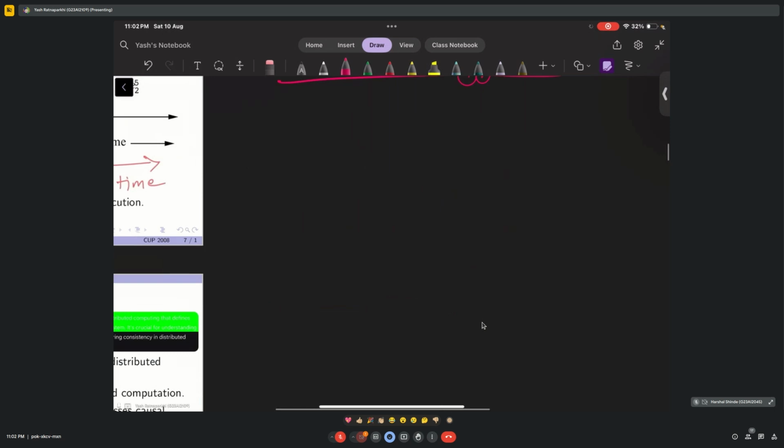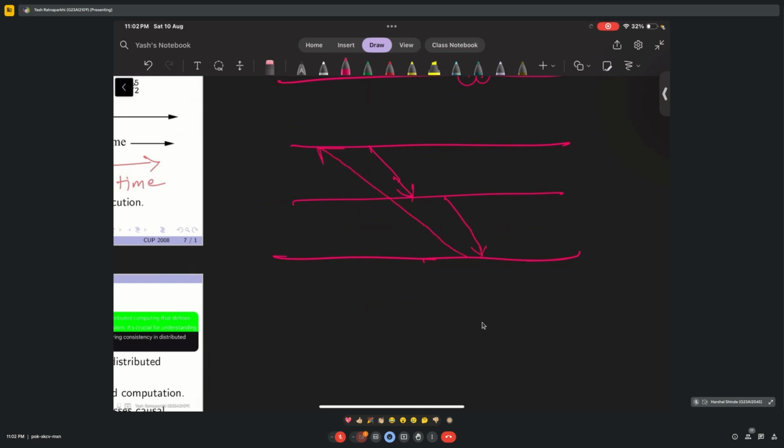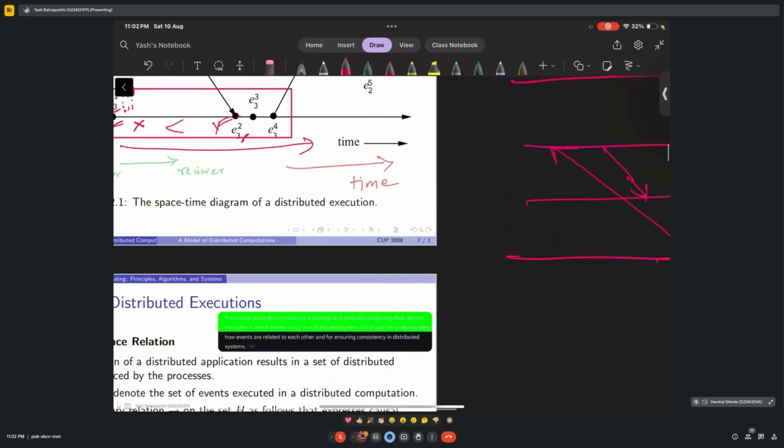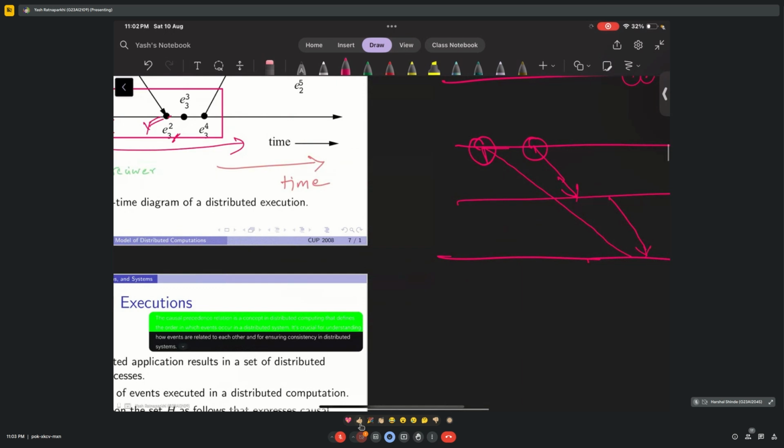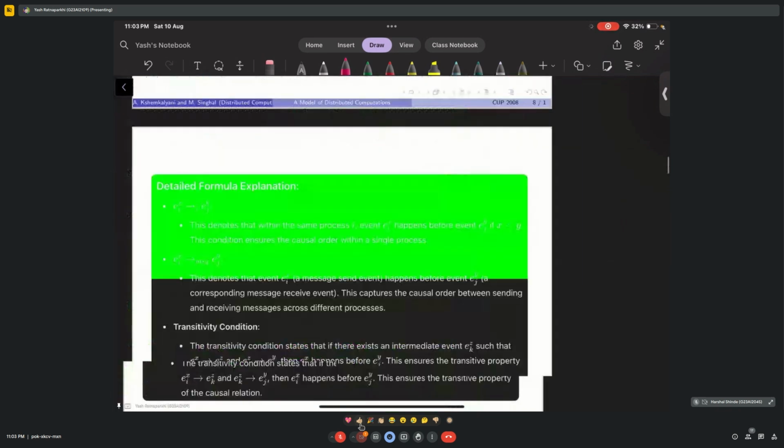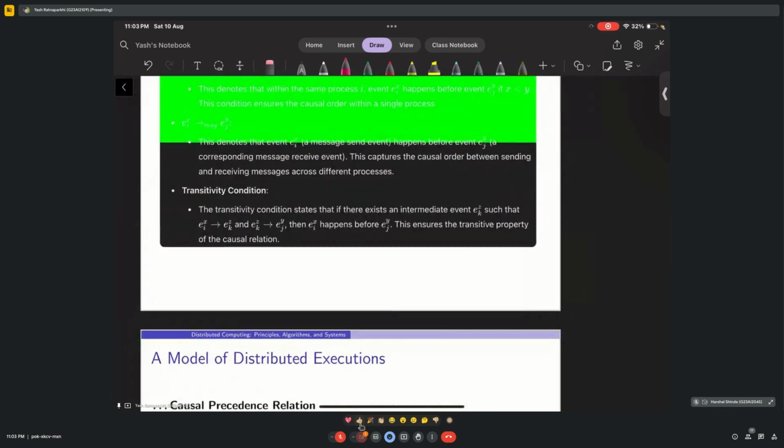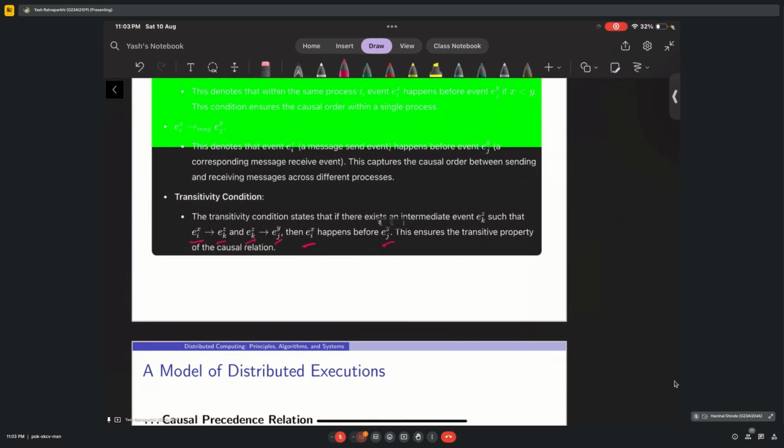But what is not valid? Let's draw this, 1, 2 and 3. If this is sending the message to this, and this is sending the message to this, it should not happen that this is going backwards. Backward will not work. That's what it is trying to explain: this event should not occur before this event. This next new event should occur only after this. This ensures that e_i^x, e_k^z, e_k^z, e_j^y should happen before e_j. Understood this point?